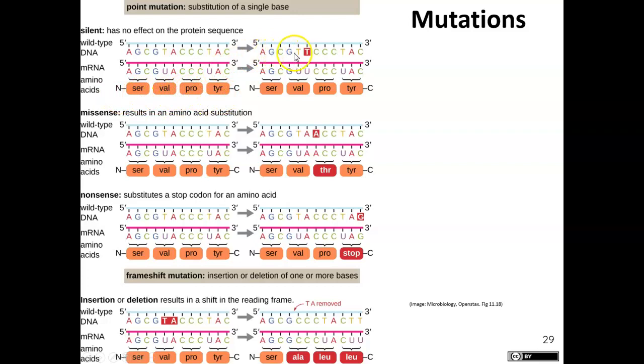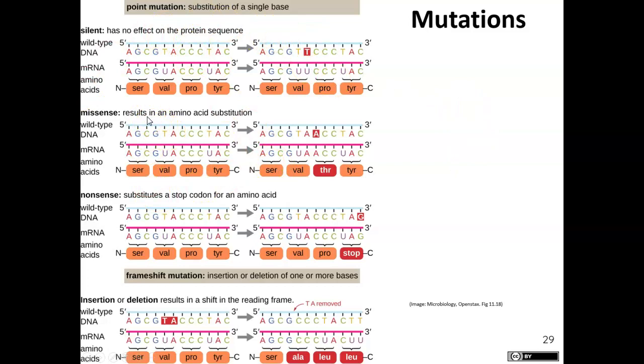Over here, we have a mutation in the DNA. So where over here we have an A, we have a T put in. And so instead of a GUA, we have a GUU. But GUU and GUA both code for valine, so we don't change the amino acid sequence, which means the protein doesn't change at all. That's a silent mutation.